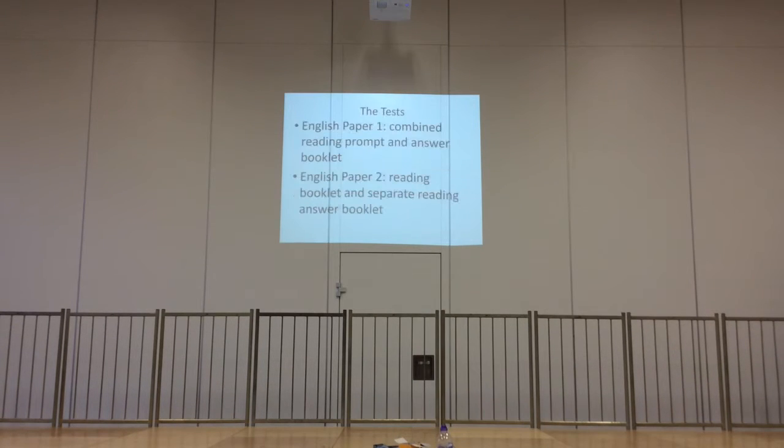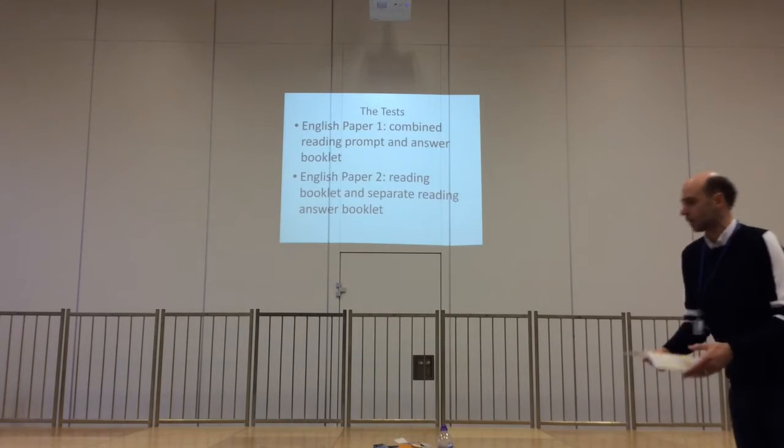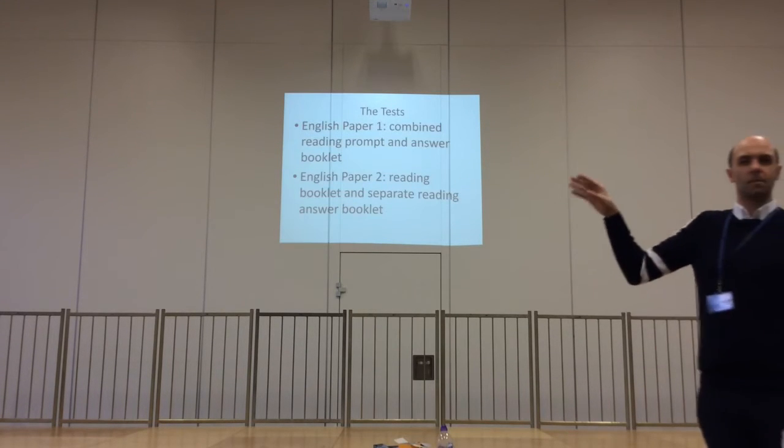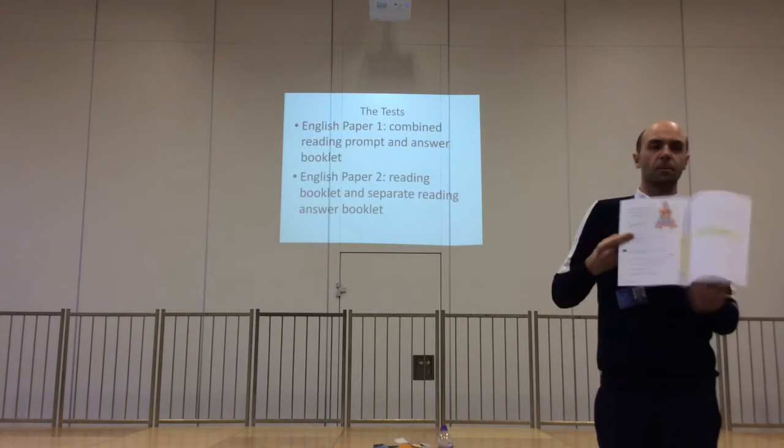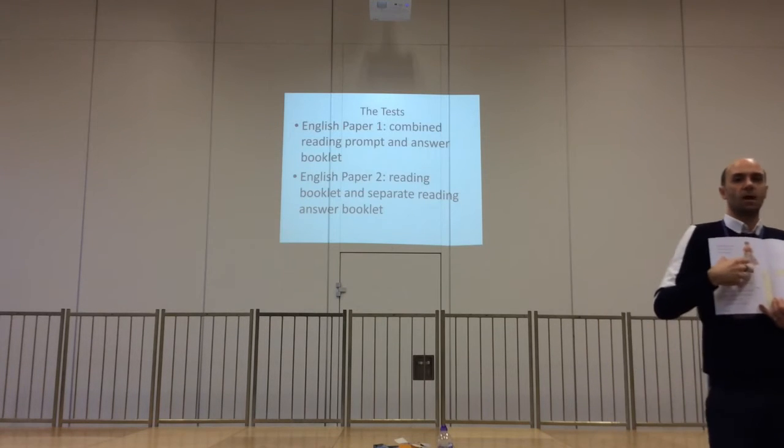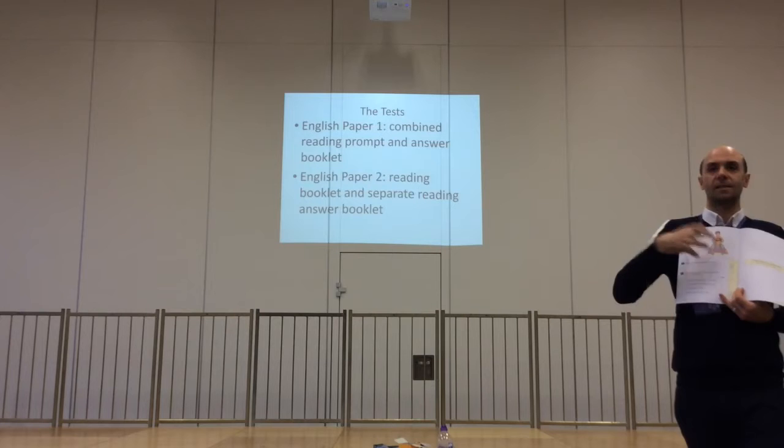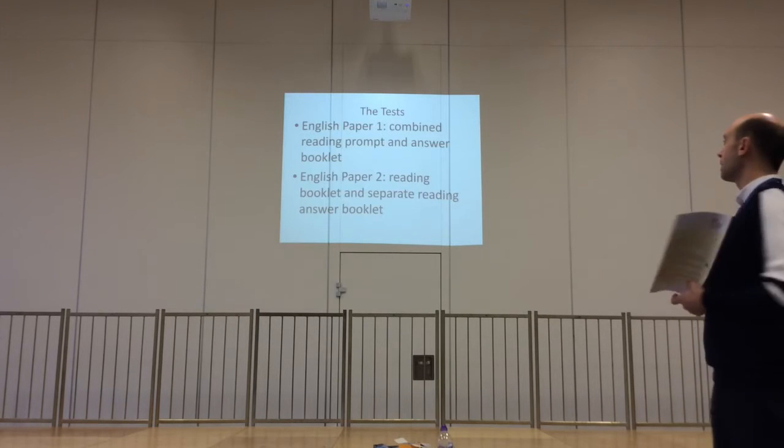Absolutely right. So a little talk about how the actual tests work. There are 2 English papers. English paper 1 is a combined reading and answer booklet. I've got examples up here for you to see a bit clearer. The idea being that there's a piece of text at the top, and then the children answer questions related to that piece of text at the bottom.